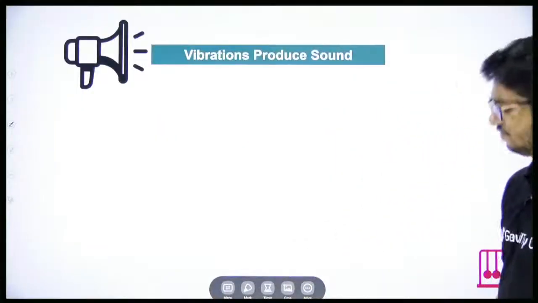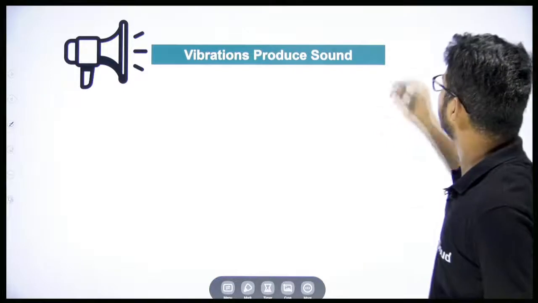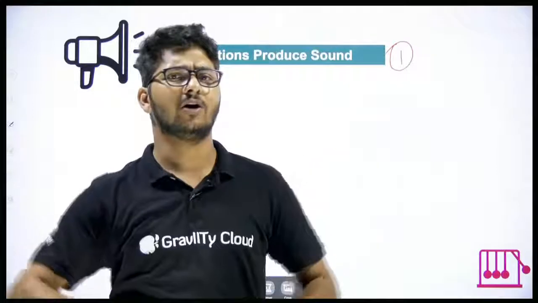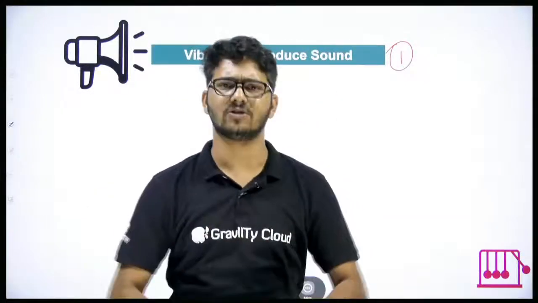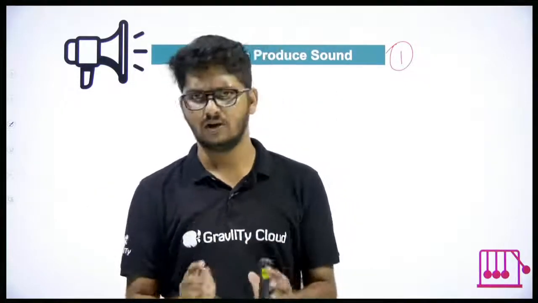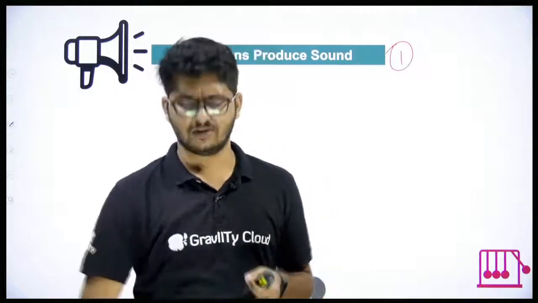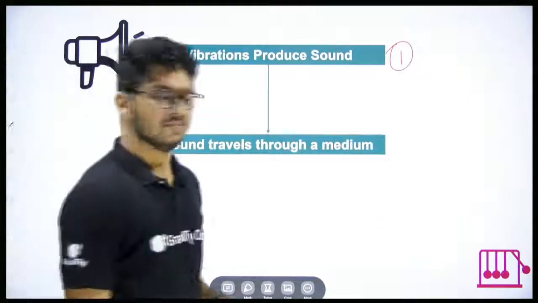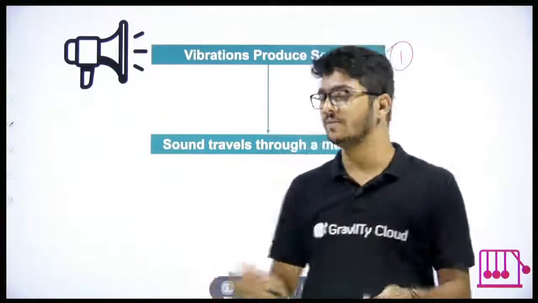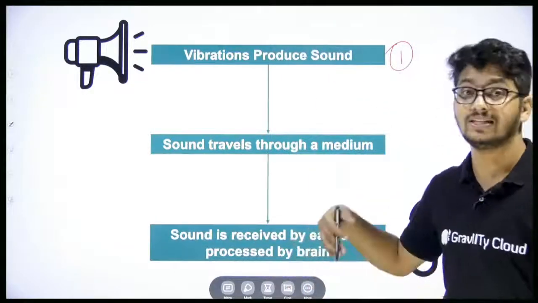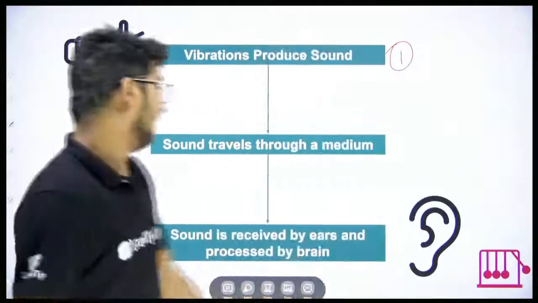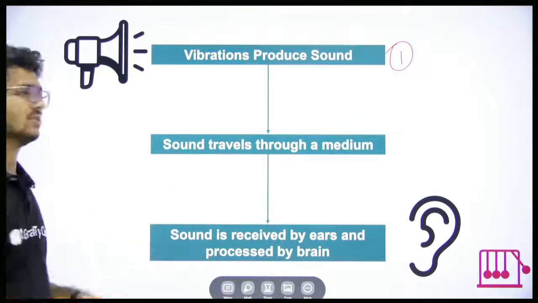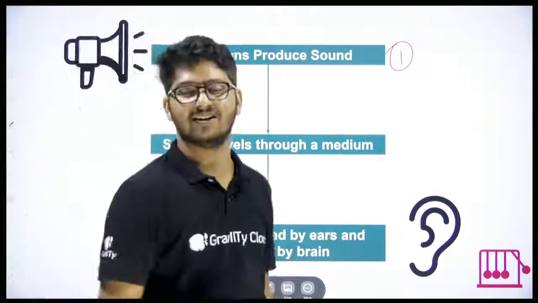That's good. So, the first step that we have discussed is what? Vibrations produce sound. So, we understood that point. We also learned a few properties or the characteristics of vibrations. Amplitude, time period and frequency. Now, there are other steps in understanding sound completely. One is sound travels through a medium. So, you have to understand how sound travels. And then we also have to understand how sound is received by our ears and processed by our brain. We'll keep learning that in the further classes. But for now, the first step is done.